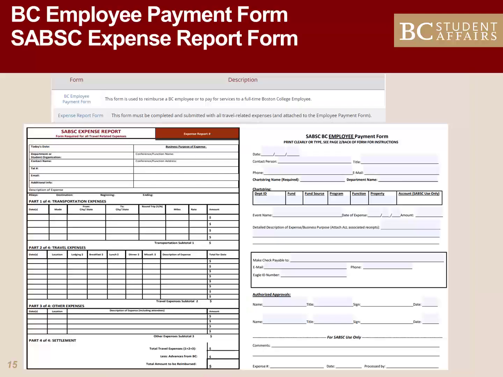As mentioned previously, upon return from travel, a BC employee payment and SABSC expense report form are required for all travel-related reimbursements. If you went on a foreign trip, use the OANDA link on slide 13 for currency exchange rates when submitting your expense report. These forms can be found on the SABSC website in the Department Resources section under Payment Forms.